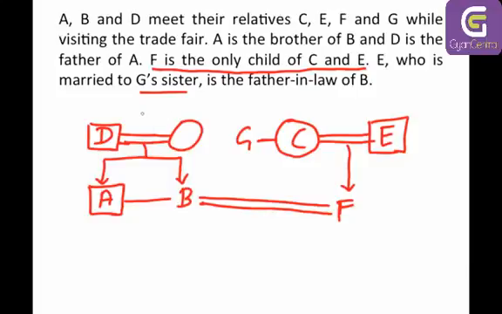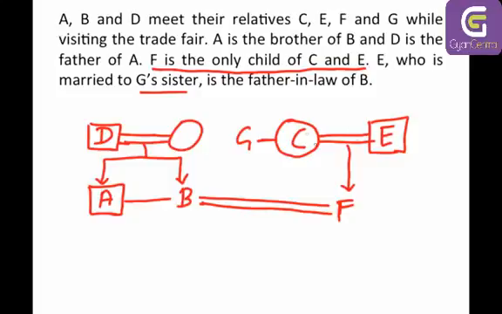Once again, I'll just repeat. A is the brother of B. So that is the first thing I drew here. A, male, is the brother of B. D was their father. So D is male, married to a female, and A and B are their children. F is the only child of C and E.